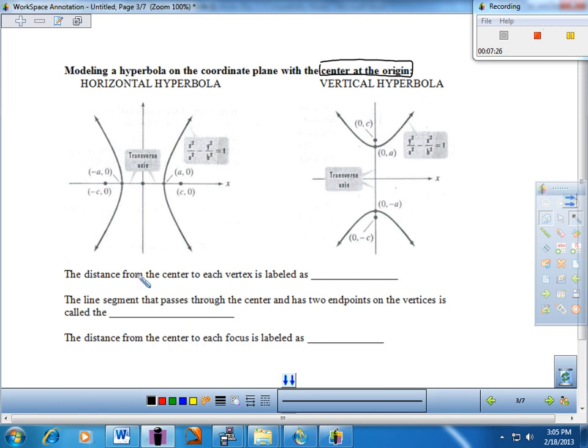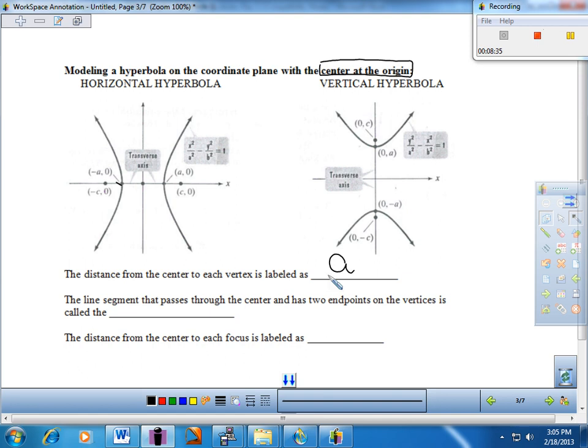The distance from the center to each vertex. You've seen this before. Center, vertex. What letter is that in an ellipse? It's A. And it stays as A in a hyperbola. So that's great. Center to vertex. Good word association there. Just good mental association with that. As soon as you hear the word vertex, you're thinking A.